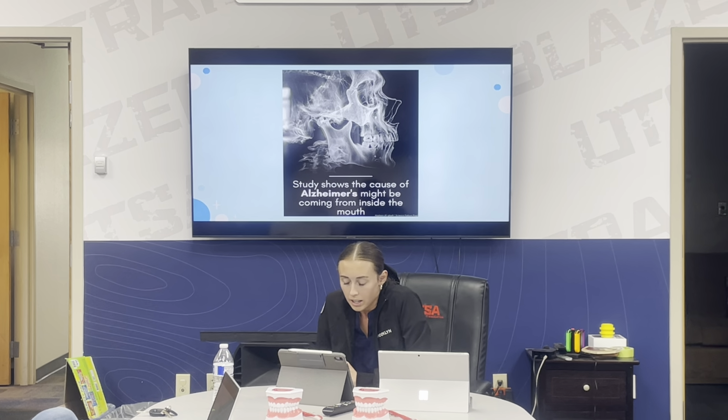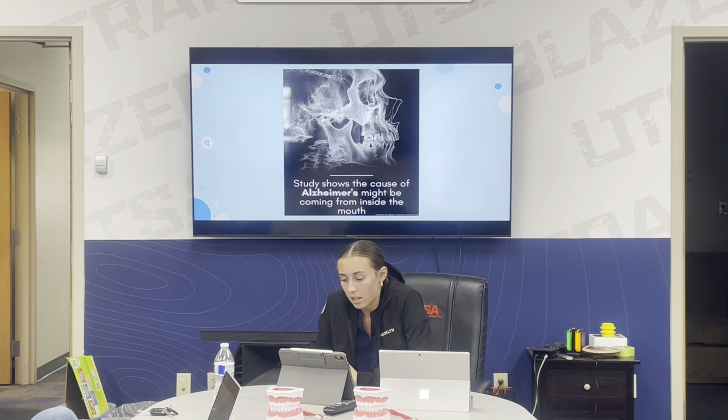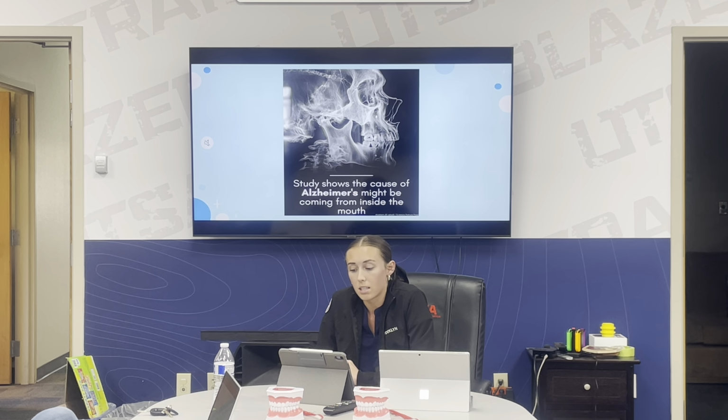It says, emerging research suggests that Alzheimer's disease may be linked to an unexpected culprit, gum disease. A study discovered the presence of Porphyromonas gingivalis, a bacteria responsible for chronic periodontitis, in the brains of deceased Alzheimer's patients. Researchers found that when mice were infected with the bacteria, it colonized their brains and triggered the production of amyloid beta, a protein commonly associated with Alzheimer's.